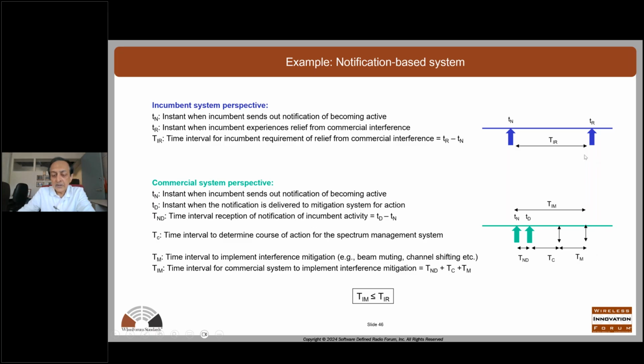And again, in similar spirit, the implementation time here, even with the notification system, has to be less than or equal to the required interval that the incumbent needs to maintain its mission or complete its mission without service degradation. It's very similar, but there are subtle differences, and in implementation, we need to keep those things in mind. Next slide, please.